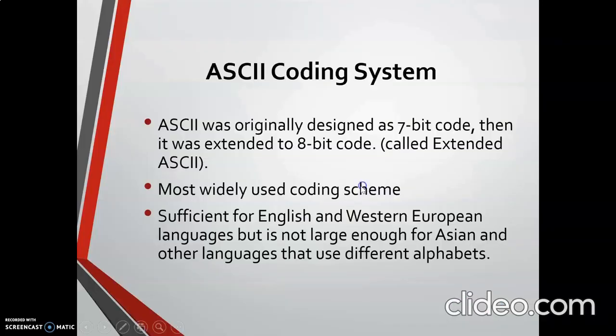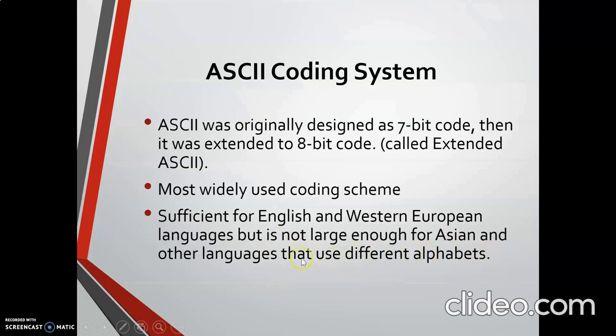All right. There's a little more about ASCII. It was originally designed as a 7-bit code, as I was saying just now. Then it was extended to an 8-bit code called extended ASCII. But nowadays people just call it ASCII. It is the most widely used coding scheme, and it is sufficient for English and Western European languages only, but it is not large enough for Asian and other languages that use different alphabets.